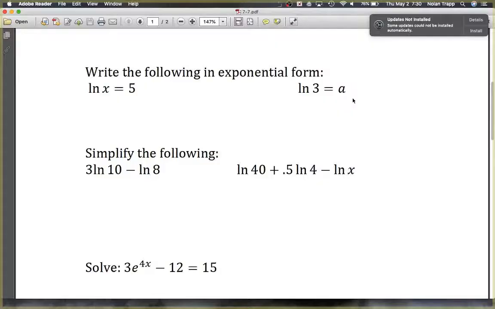Doing the opposite in exponential form, once again, switch them, put the e on there, end up with that. Switch them. Technically, it should be switch and drop that, right?